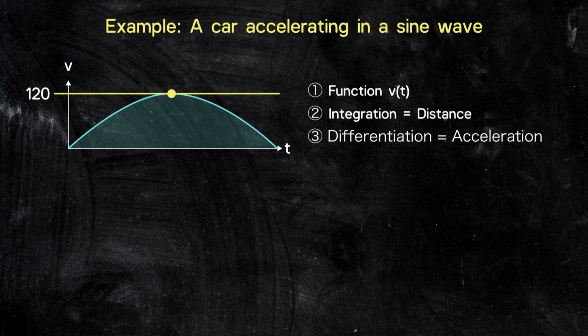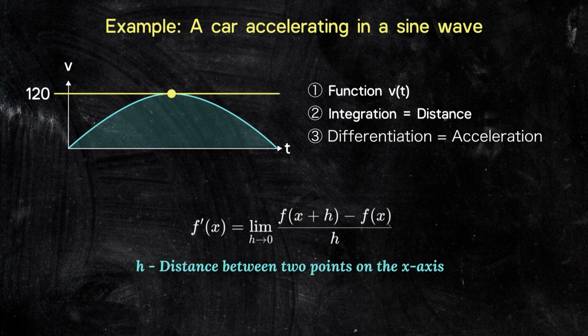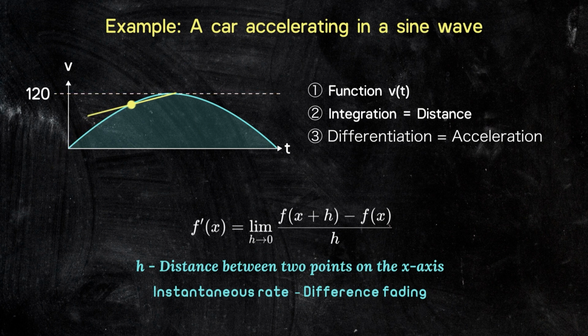The definition of the derivative using limits looks like this. h here represents the distance between the 2 points along the x-axis. As h approaches 0, meaning the difference between the 2 points vanishes, we obtain the instantaneous rate of change. We can apply this to every point or every instant on the speed curve in front of us.